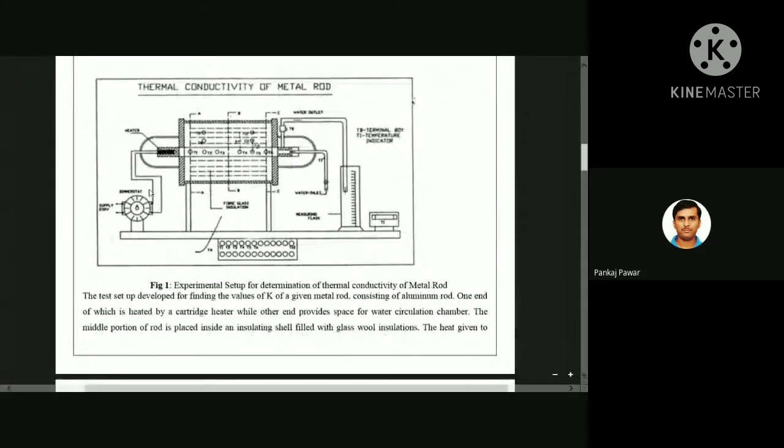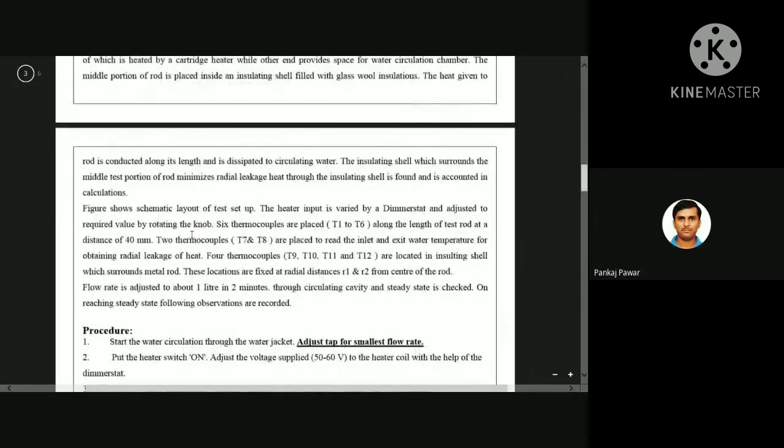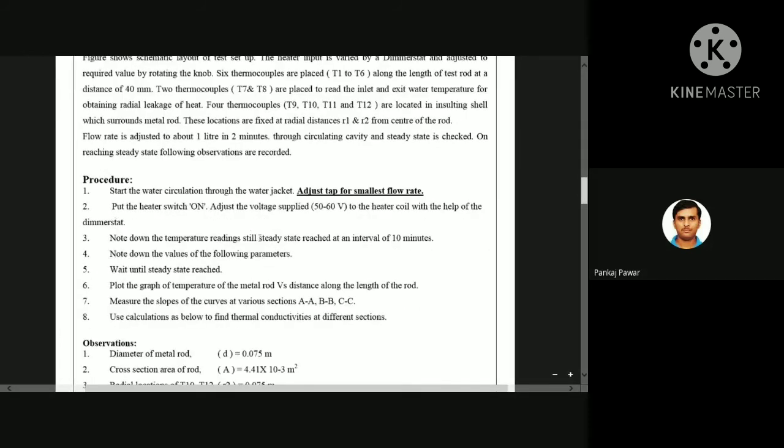See, this is the setup we have discussed. Okay, now can you tell me the name of the material of the metal rod? Correct, an aluminum metal rod is there. Now this procedure is given here.